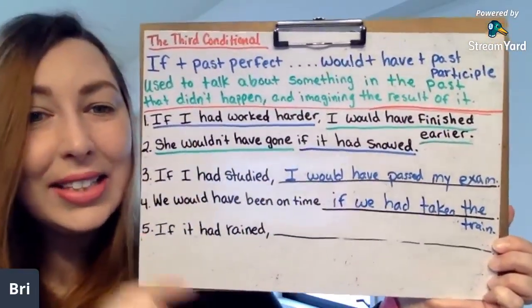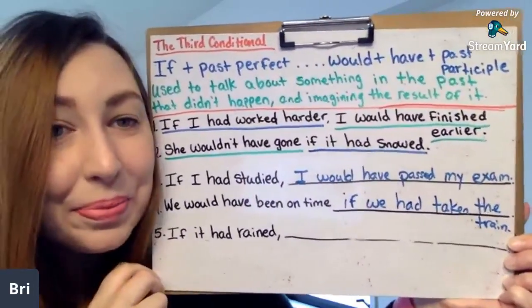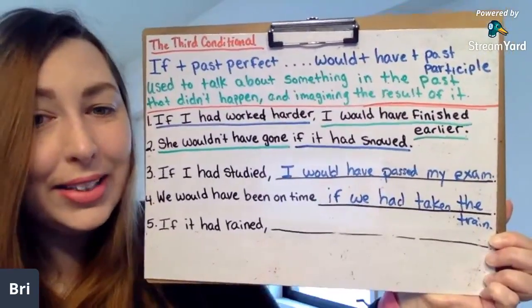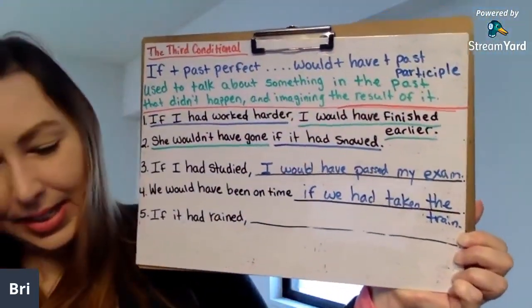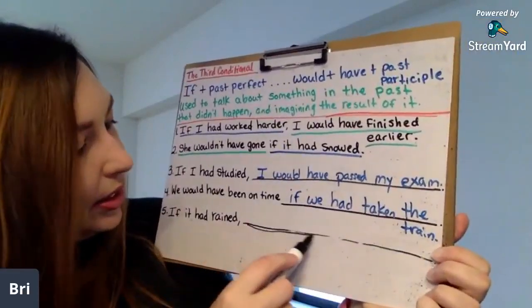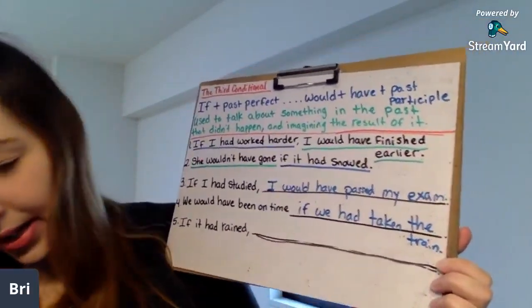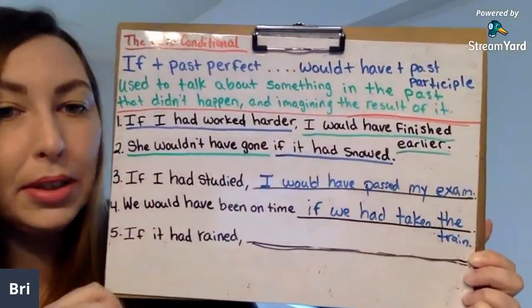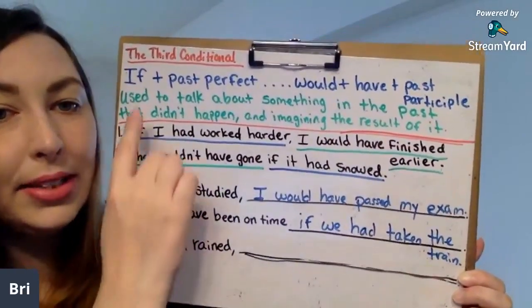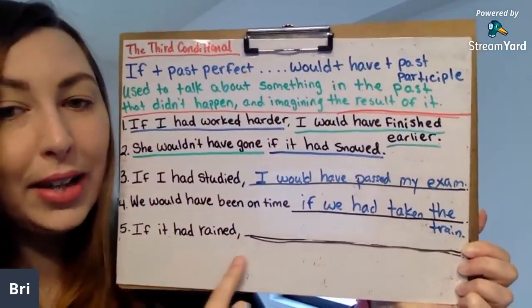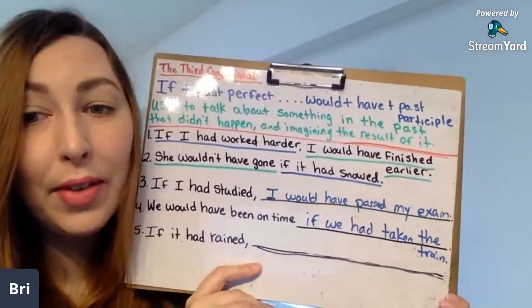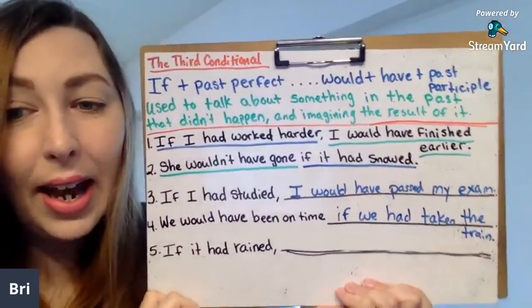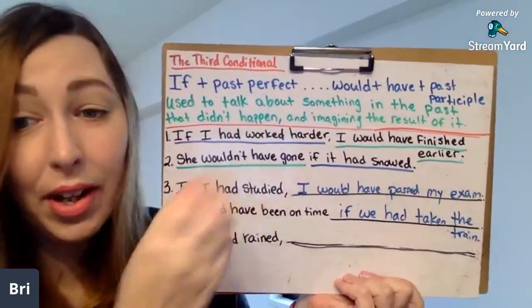Okay, so let's do the very last one together, okay? Is everybody following so far? So number 5, if it had rained, and I'm very sorry I erased this line so much. Oh my goodness. So if it had rained, so then we need the would plus have plus past participle. So if it had rained, so we already used this part. If it had rained, what would have happened? Okay, if it had rained, I would have gone there.